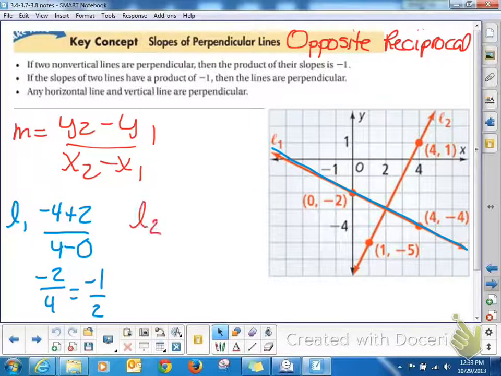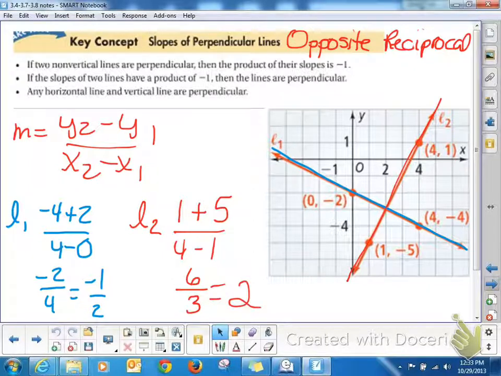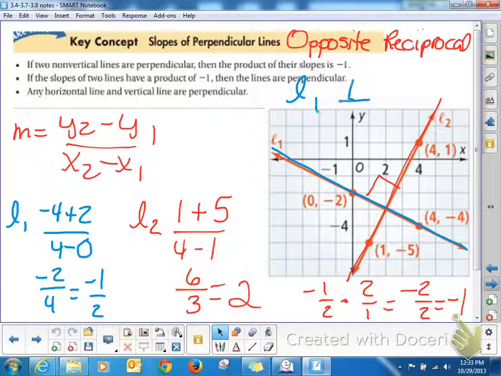Line 2, that's this one here, it would have a slope of 1 minus a -5, so I would add, over 4 minus 1. So it's got a slope of 6 over 3, which is 2. -1/2 and 2, when I multiply them together, like we just did a few minutes ago, give us a product of -1, right? -1/2 times 2 over 1 is going to give me -2 over 2, which is -1. Opposite reciprocal. So line 1 is perpendicular to line 2.